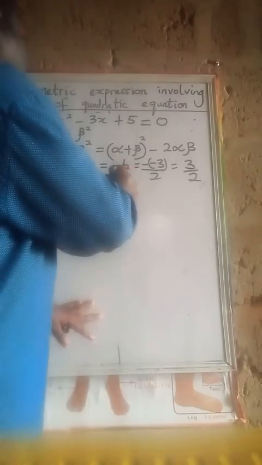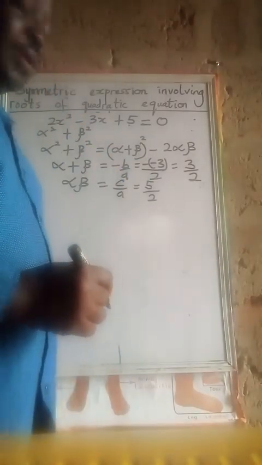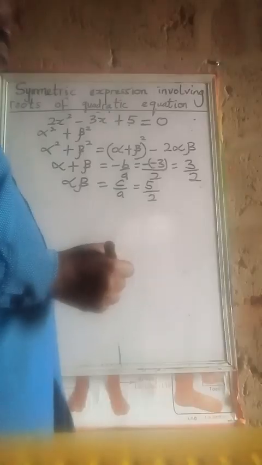Then what about product of roots, which is alpha beta? And that is c over a. So c is equal to 5, while a is equal to 2. So product of the roots of this equation is 5 over 2.